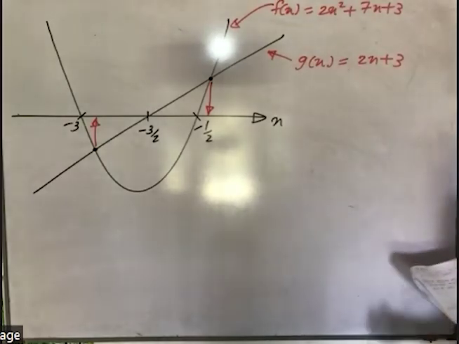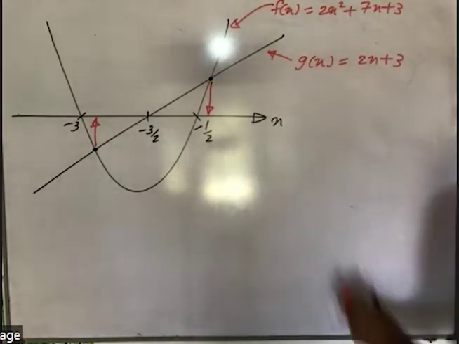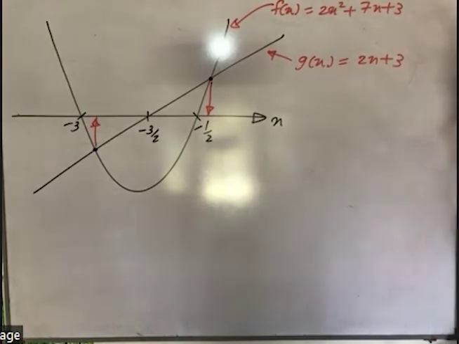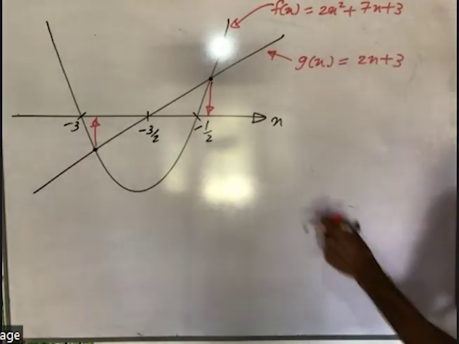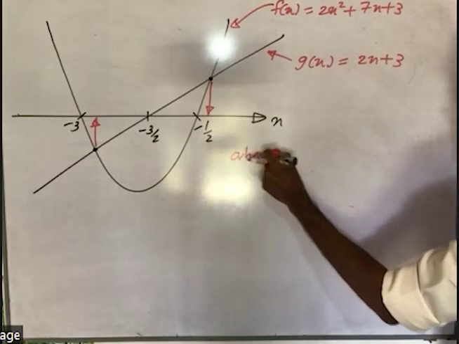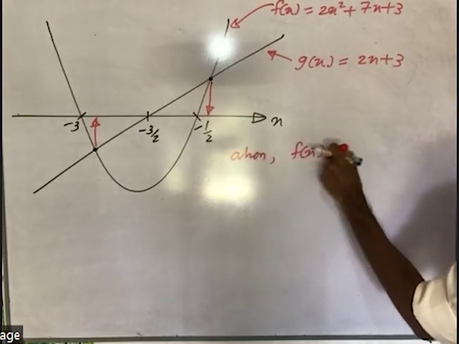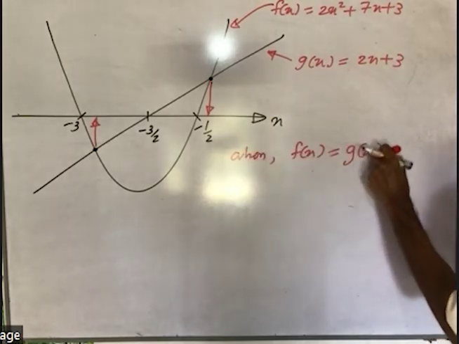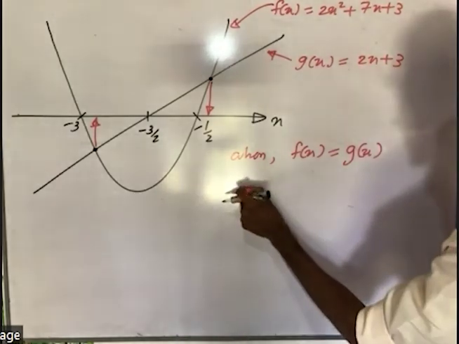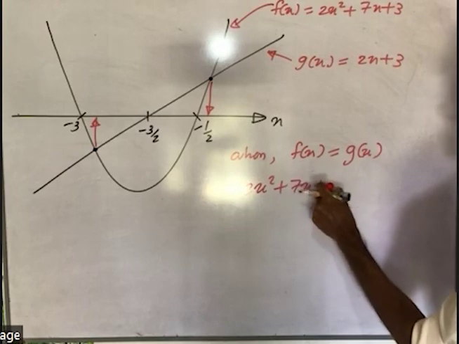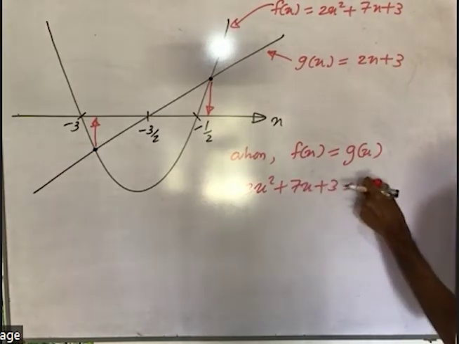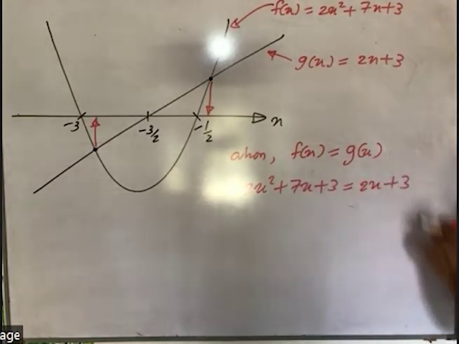Right. So we can find those intersection points when we equal these two functions. Right. So when f(x) equal to g(x), 2x square plus 7x plus 3 equal to 2x plus 3.